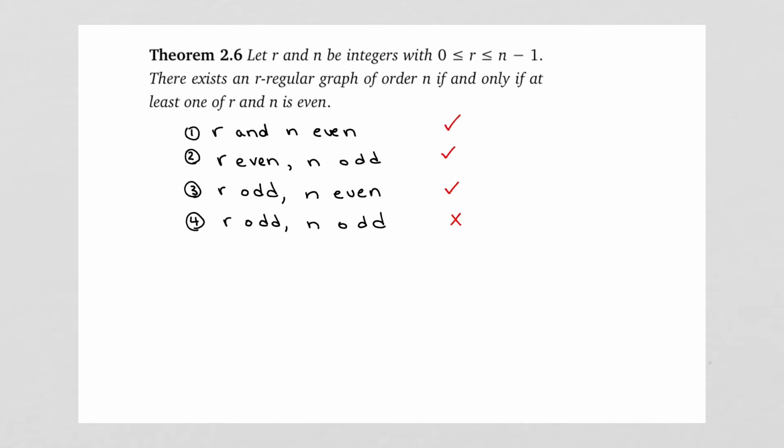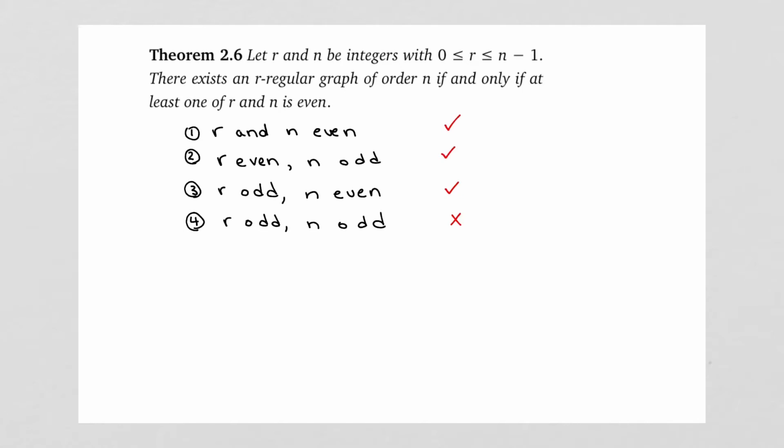So if we think about the 4th case, that would be easy to prove because if n and R are both odd, we would be trying to draw a graph where every vertex had odd degree and there were an odd number of vertices. And we saw by the corollary to the degree sum formula that that graph cannot exist. So that for sure is out. So that leaves the other 3 possibilities.